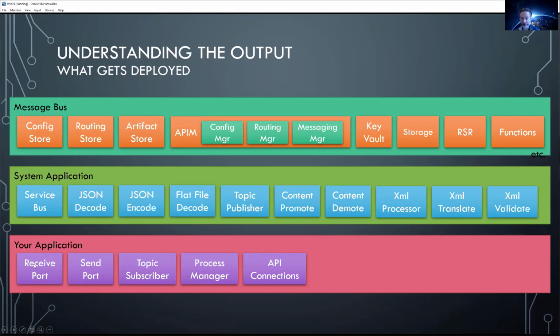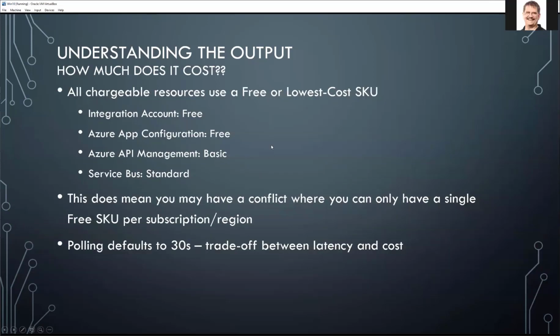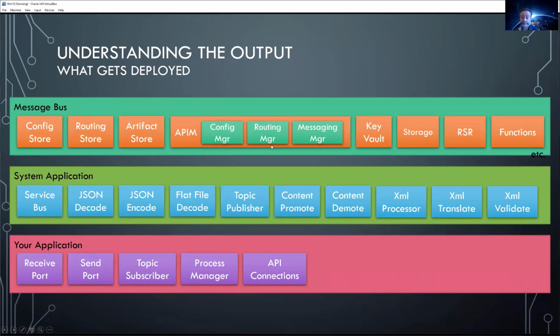So you'll get the receive ports and send ports in there. You get a topic subscriber, which is how we kick off either a send port or an orchestration. Any orchestrations will come through as process manager logic apps, and then you'll get your API connection to support it all. So Dan, does that mean, on the previous slide, there's no flat file encoder?